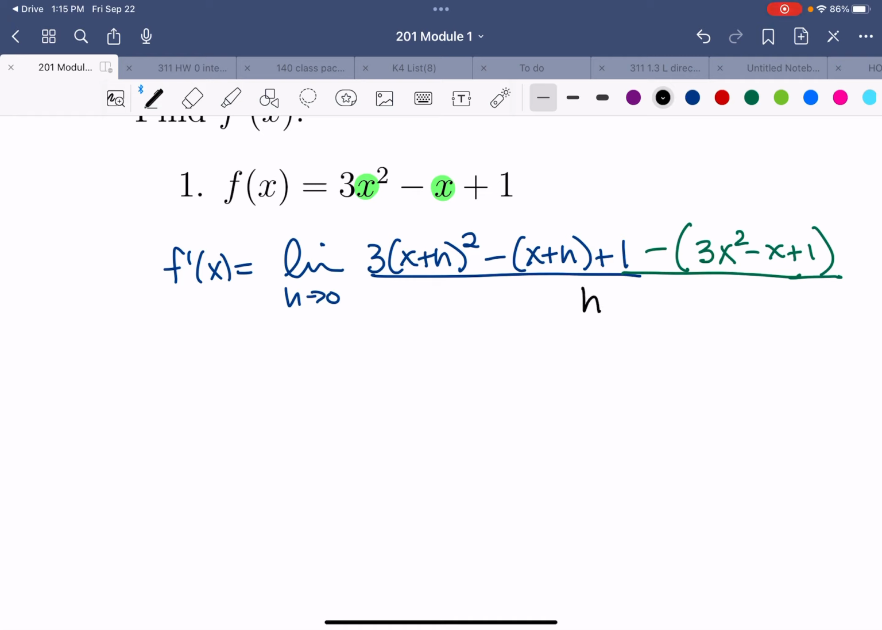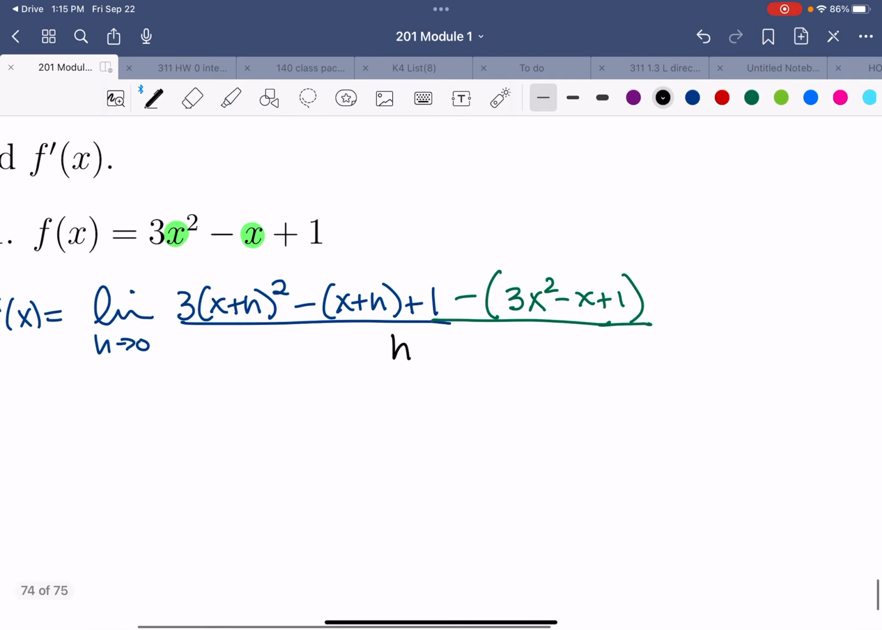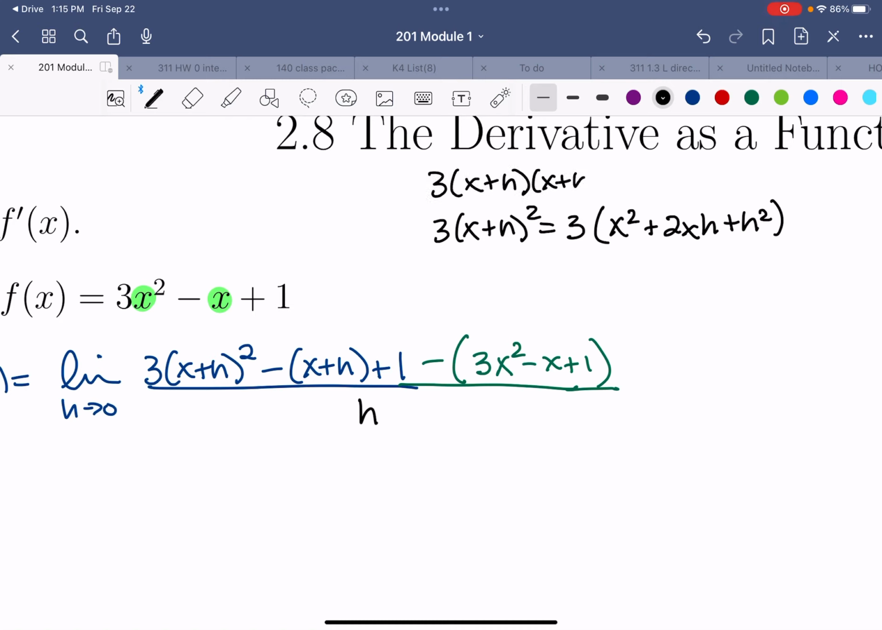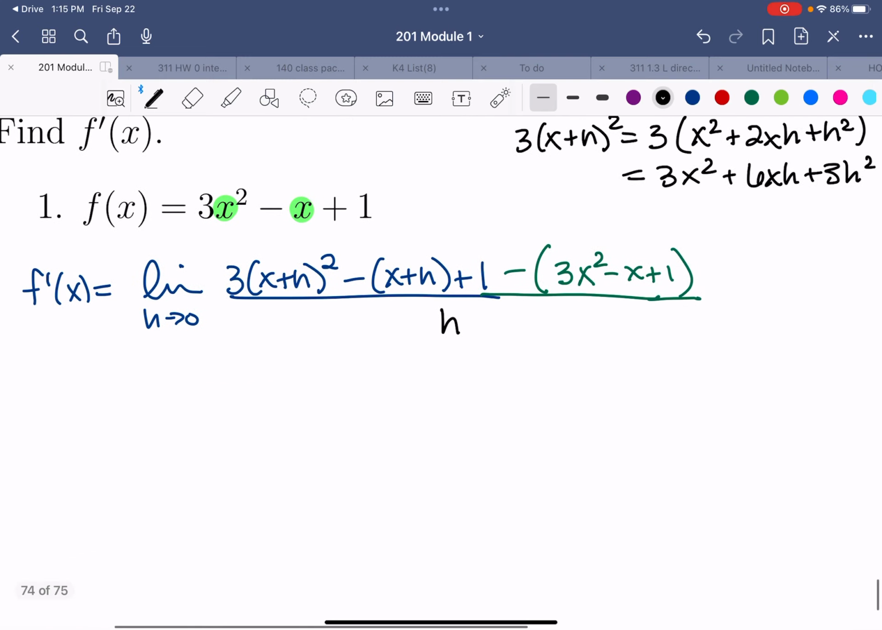Now our objective is to go ahead and multiply all of this out. The trickiest one here is going to be that 3 times x plus h squared. So when I do 3 times x plus h squared, I'm going to do the x plus h squared first. If you need to write it out, that's fine. That's x squared plus 2xh plus h squared. If you need to write it out like this and FOIL, do that. Then multiply by your 3. So this is 3x squared plus 6xh plus 3h squared. That's what this first part's going to look like.